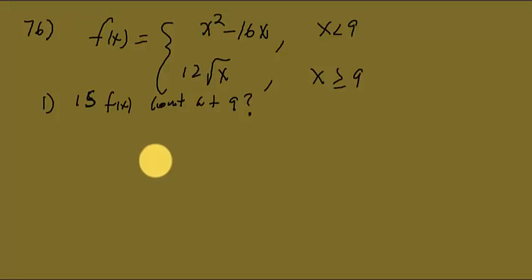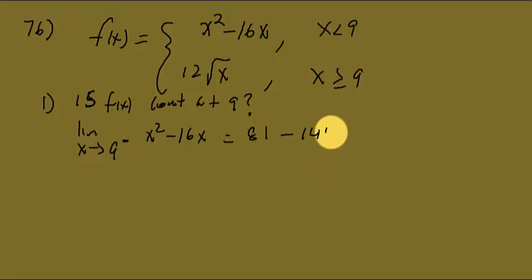That's the question we have. To do that, we have to check the limit from both sides. Okay, so the limit as x goes to 9 from the left side is going to be x squared minus 16x, which means 81 minus 16 times 9. Okay, so 16 times 9 is 144. And then when you subtract those two things, that's going to give us negative 63.